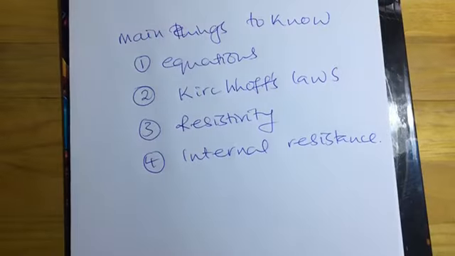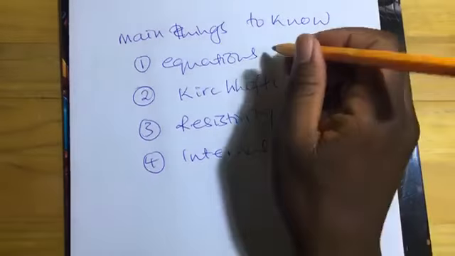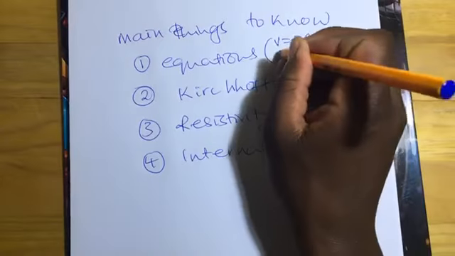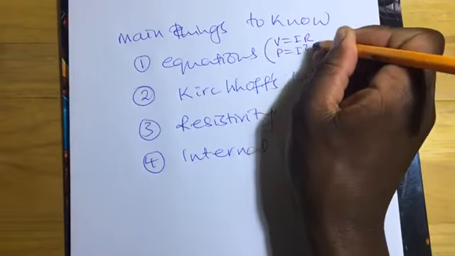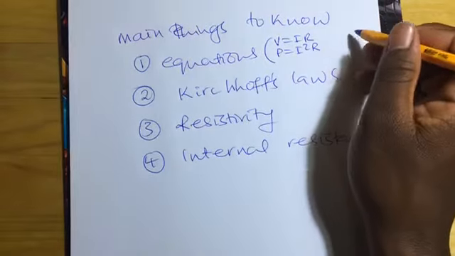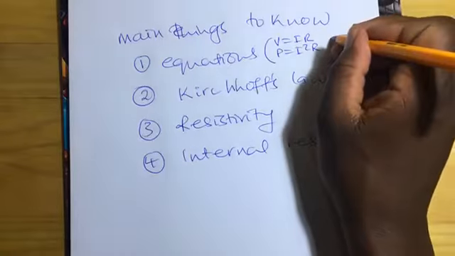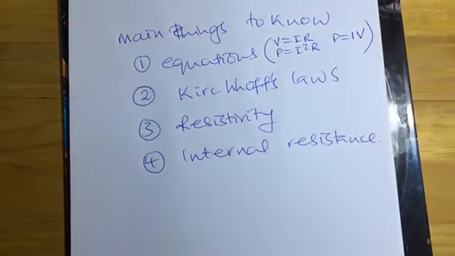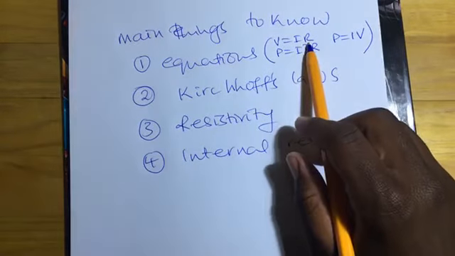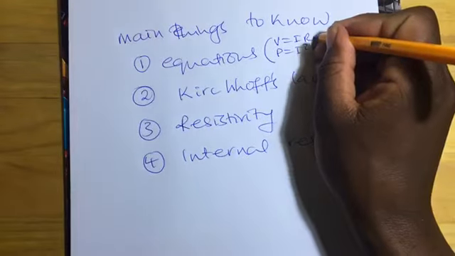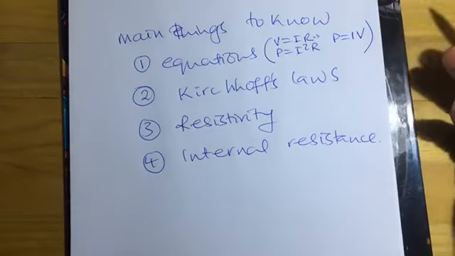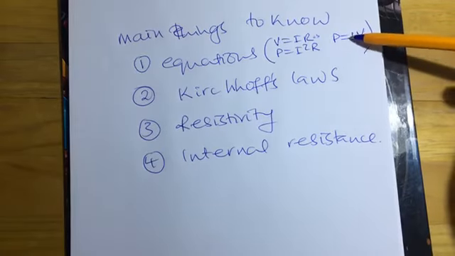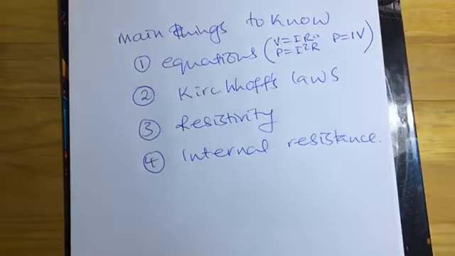So the main equations are V is equal to IR, P is equal to I squared R, or P is equal to IV. I remember V is equal to IR by writing the word "virus", because if you put U's, this reads as virus. I remember P is equal to IV by remembering VIP.